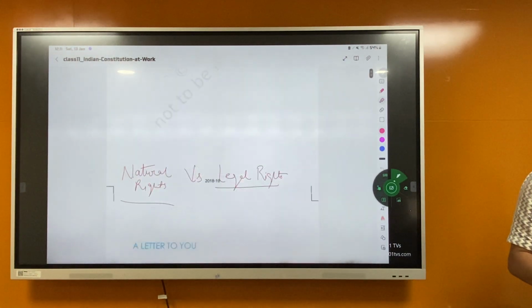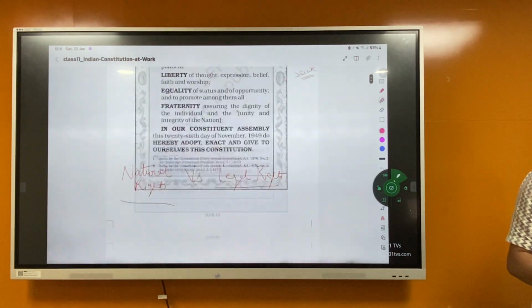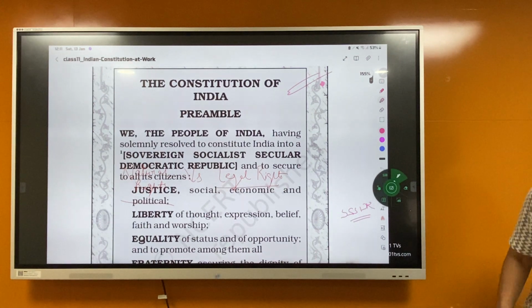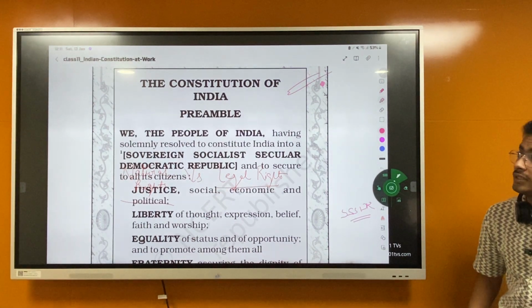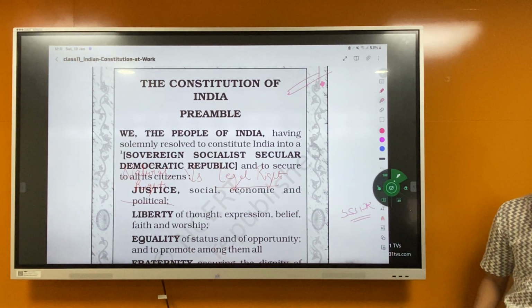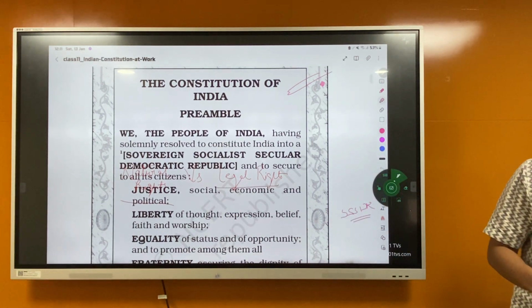You have this book? No? Let's start with the first one. What is this? It's a preamble, right? This is the preface of the Constitution. If you open a Constitution book, this will be the first one. What does it say?